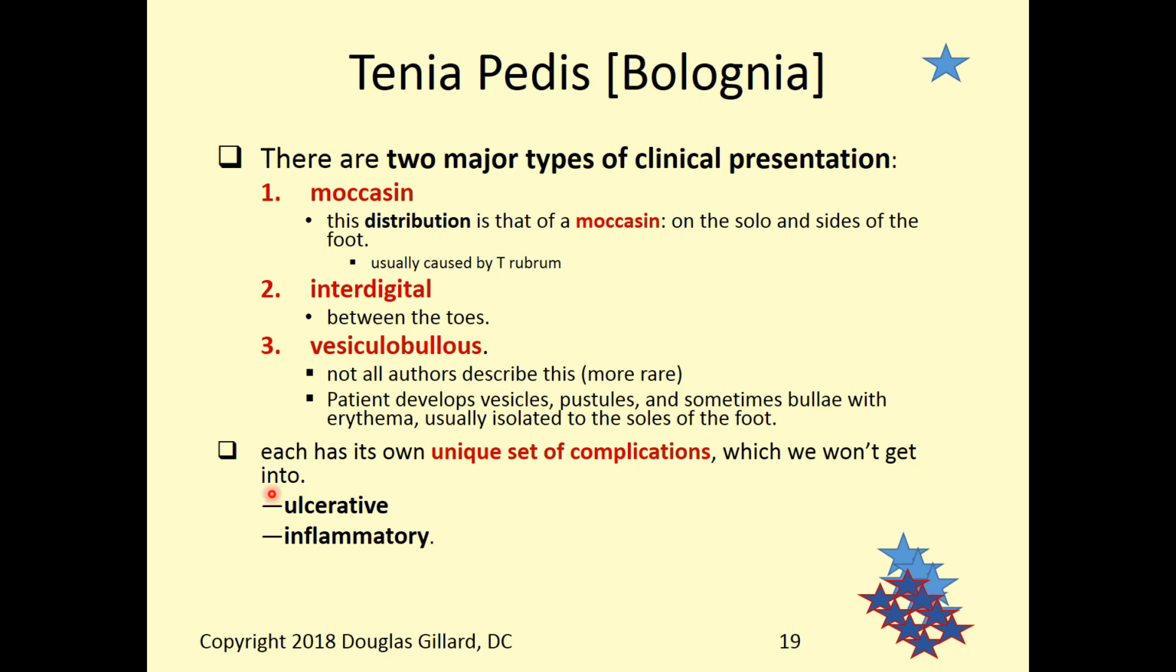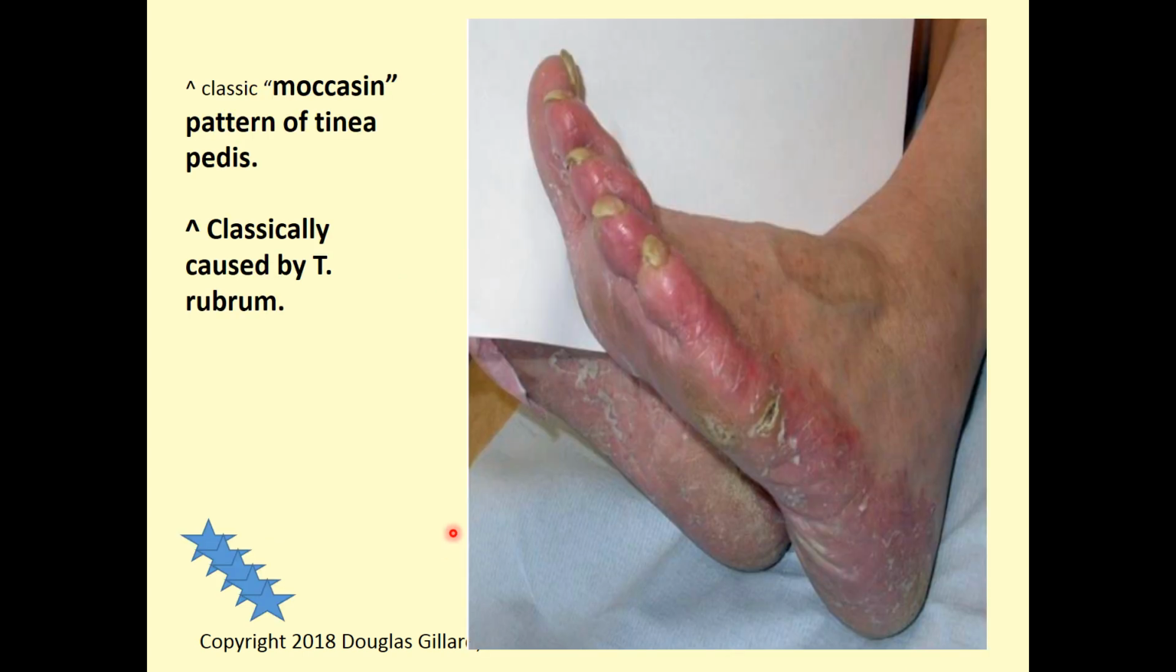Okay, each one of these has its own presentation. I think that's beyond the scope of this class, except just the very general appearance. So I'm not going to talk about that. But let's look at some of them. So here's the moccasin type of Tinea pedis. And I always forget to put a moccasin in here, but a moccasin is kind of a low-cut slipper. And yeah, that's the moccasin type.